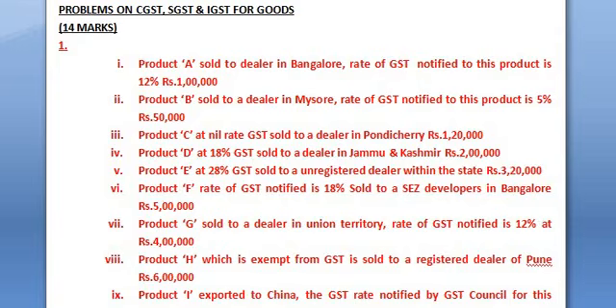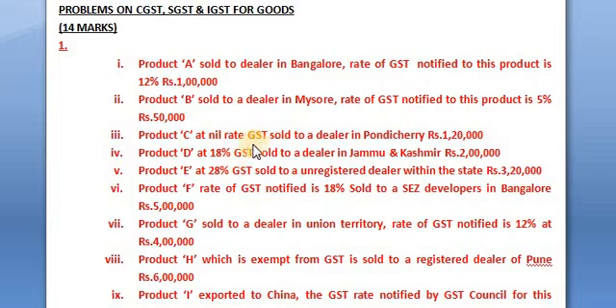Product B sold to a dealer in Mysore. Rate of GST notified for this product is 5%. Place Mysore, intra-state transaction. This 50,000 at 5%, 2.5 for CGST, 2.5 for SGST. It has to be divided between CGST and SGST. And product C at nil rate GST sold to a dealer in Pondicherry. See, if only Pondicherry were given, it would have been UTGST, but here they have given nil rate. Nil rate means tax is not charged there, so you will get 0.